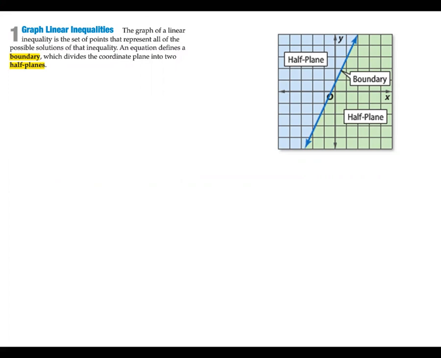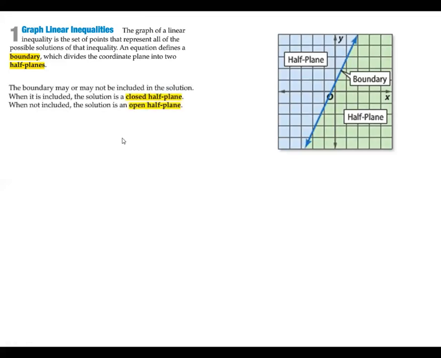So when you have an inequality in two variables, you have an x and y, so we're graphing something on the coordinate plane. The equation that you get from that makes a line, when you graph that line, that creates a boundary, which cuts the coordinate plane in two halves, a half plane to the right of it, and a half plane to the left of it, or you can think of it as half plane above it and a half plane below it, okay? So the boundary may or may not be included in the solution.